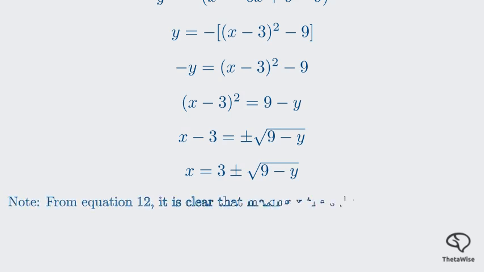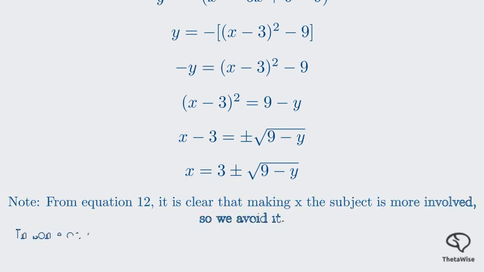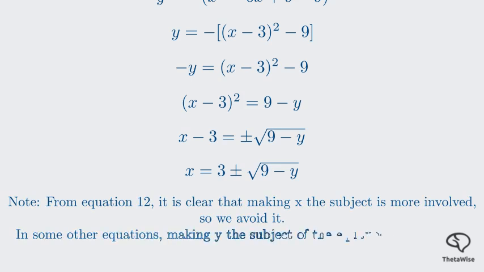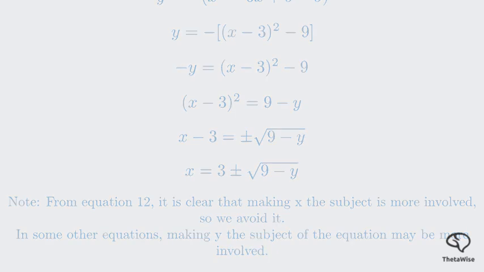The original document makes a crucial point. From equation 12, it's clear that making x the subject is more involved, so we avoid it. This is an exam writing strategy. Choosing the right integration variable can save you a lot of time and effort. This brings us perfectly to our main task, calculating area.